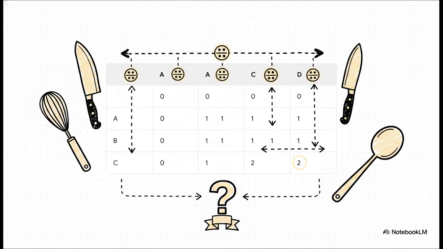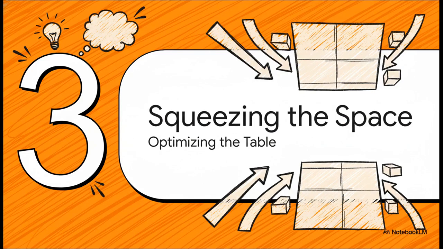Once the entire table is filled out, the answer to our original, big, hairy problem is just sitting there waiting for us in the very last cell in the bottom right corner. Now, this table-based approach, which is called tabulation, is way, way faster. We've totally solved the time problem. But, you guessed it, we've created a new problem: space.